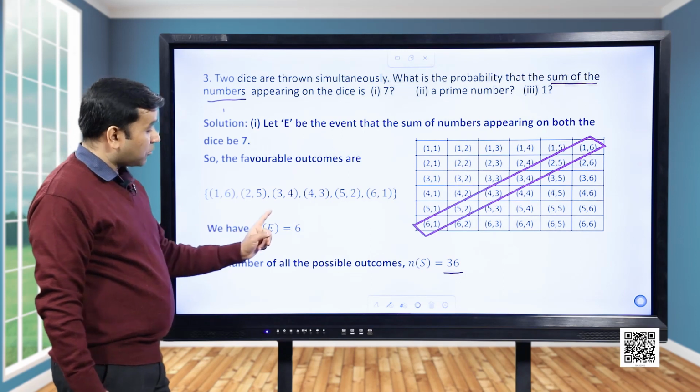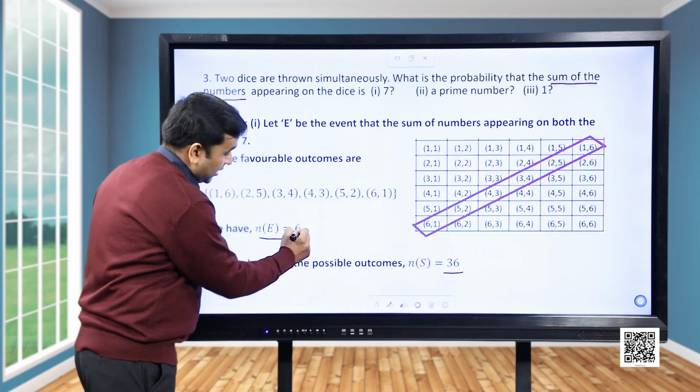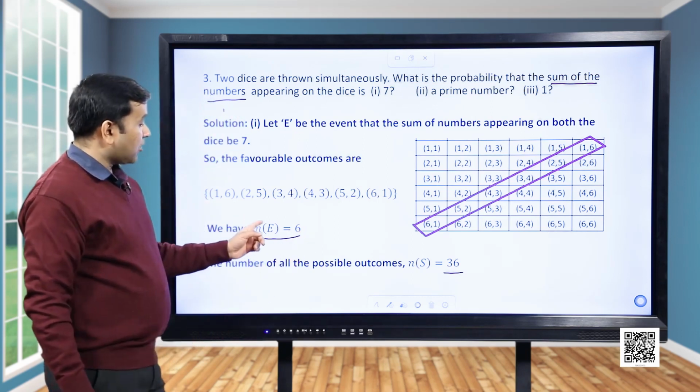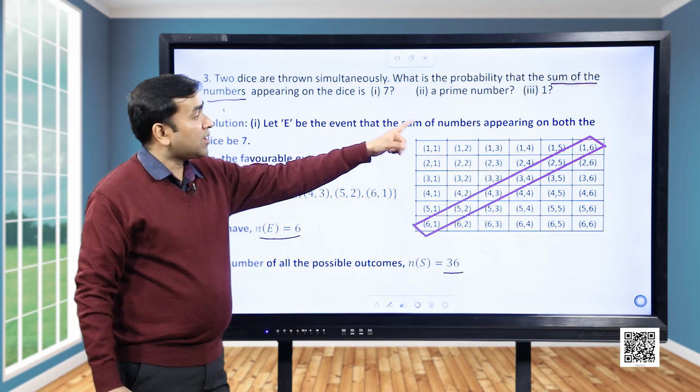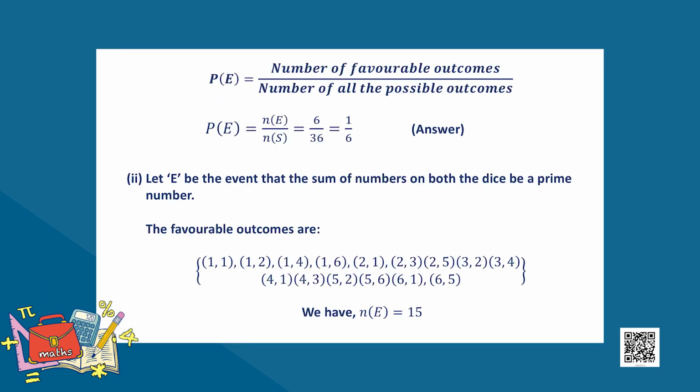So the favorable outcomes are 6 in number, and we have written NE equal to 6, which is number of events that the sum of numbers appearing on both dice is 7. So NE equal to 6 and number of possible outcomes is 36. We will apply the same formula for finding probability, and we get that 6 upon 36, which is equivalent to 1 by 6 as our answer. Let us solve the second part.